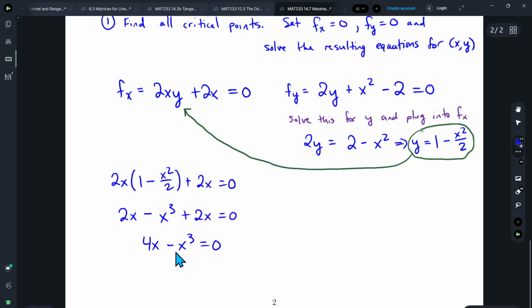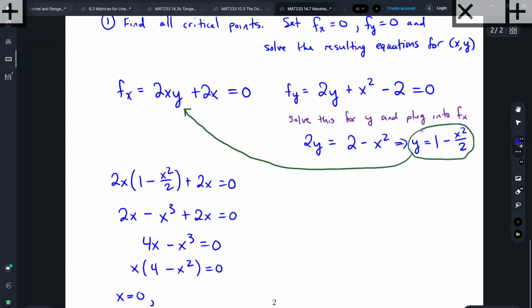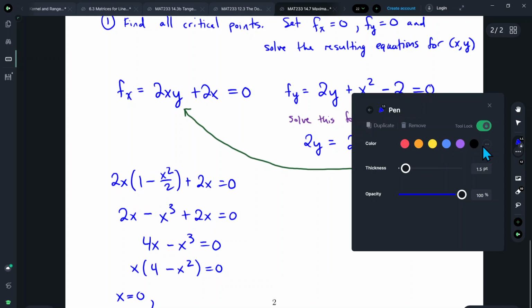Now we see that my equation only involves x, so I try to solve this for x. Let's factor out one of these x's. You're left with 4 minus x squared equal to 0. And then separating the factors, you get x equals 0. So that's one of my x values.